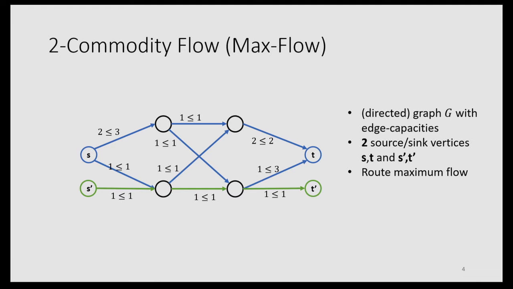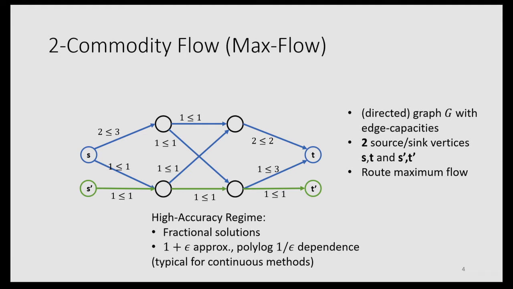All right, so this is two commodity flow, and of course you can also generalize this to K commodities, where you have K pairs of source and sink. And there are different variants of this problem. I'm going to focus here on the high accuracy regime, by which I mean the solutions here are allowed to be fractional flows. So I don't need to have integers on these edges. That allows me to actually solve this in polynomial time. If you want to have an integer solution, it becomes NP complete. That's going to be a bit tricky, so let's look at fractional solutions.